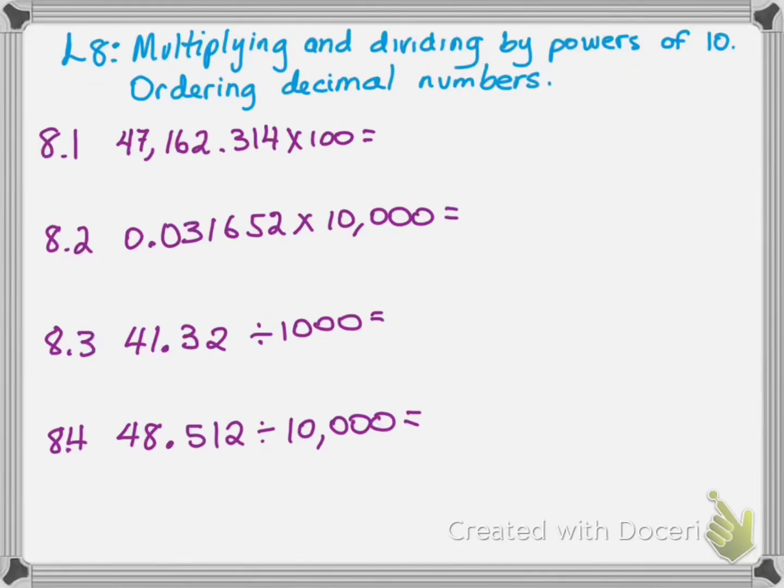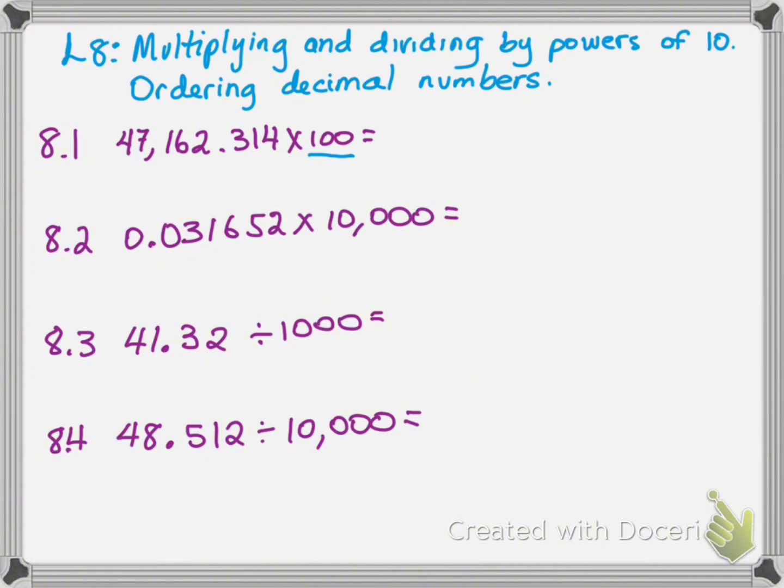In lesson 8, we're going to do multiplying and dividing by powers of 10. We're also going to review ordering decimal numbers. So remember that powers of 10 are numbers like these: 10, 100, 1,000, million. So it's just one with zeros, okay, or powers of 10.